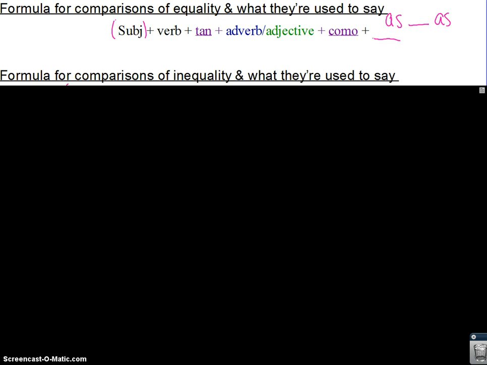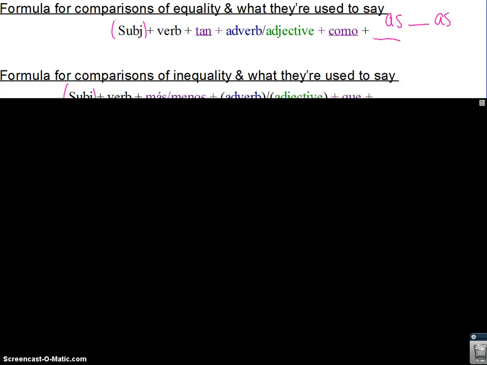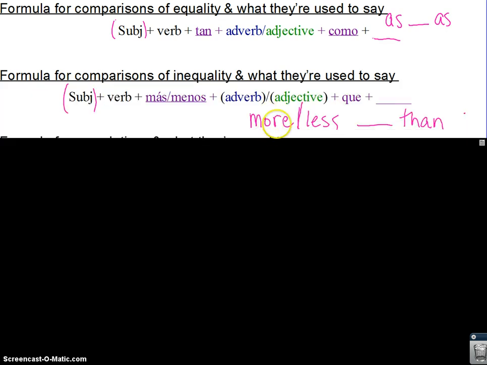Formula for comparisons of inequality and what they're used to say. They're used to say that someone is more or less blank than, or in English, like bigger than, smarter than. It equals ER, but in Spanish there is no way to say that, so you say more blank than, or less blank than, which you get by más o menos, your adjective or your adverb, and que.